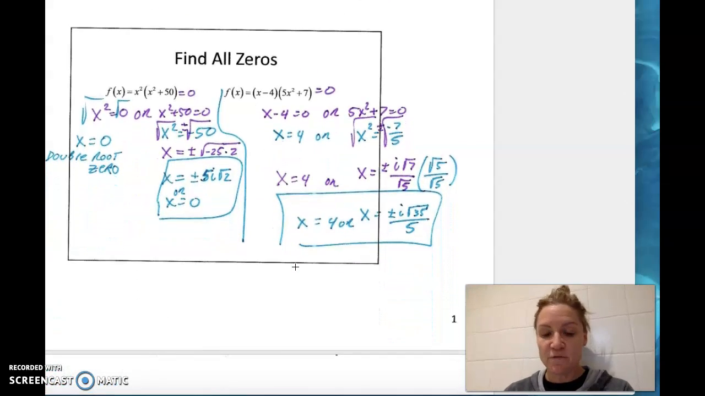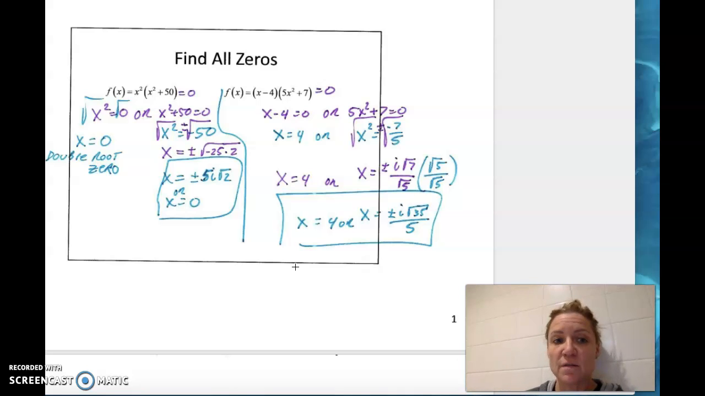All right, so we're going to talk about finding all the zeros of the equations. The first one on the left here, we have x squared times x squared plus 50. If we set that equal to 0, we're also going to see that if we multiply x squared times x squared, you get x to the fourth. That means there should be 4 solutions.